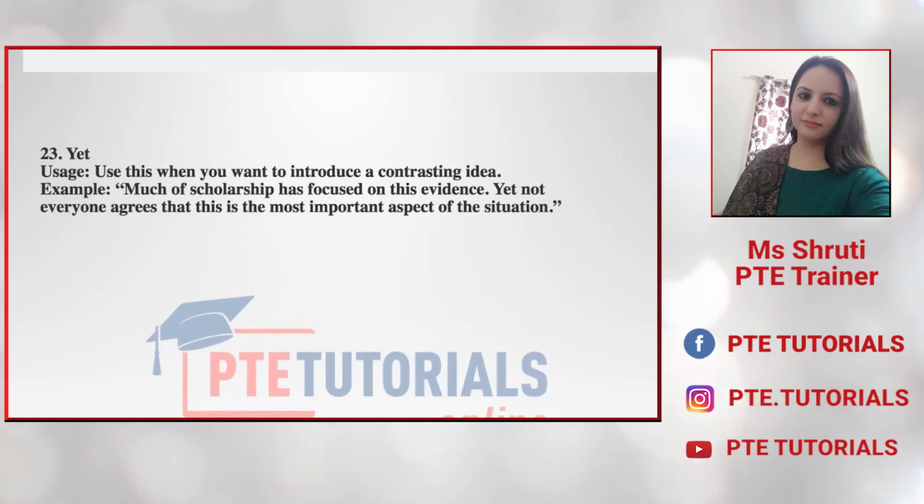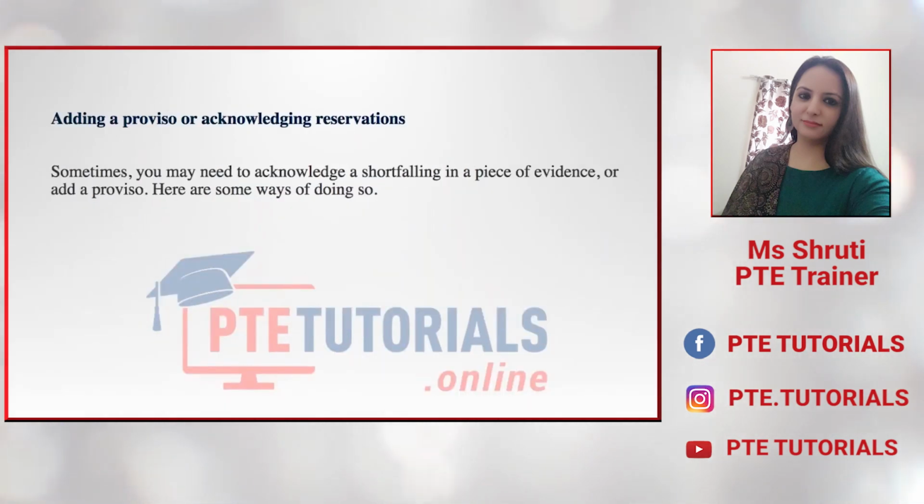Next one is adding a proviso or acknowledging reservations. Sometimes you may need to acknowledge a shortcoming in a piece of evidence or add a proviso. Here are some ways of doing so. The first one is despite this. Use despite this or in spite of this. Don't use despite of. Despite this or in spite of this is the usage.